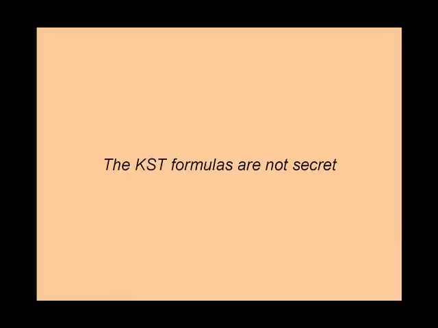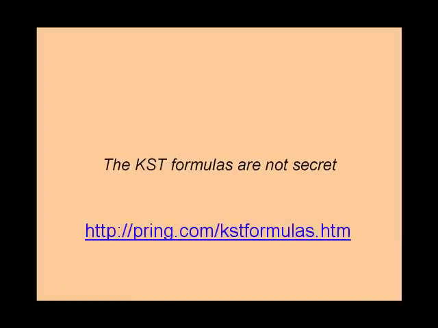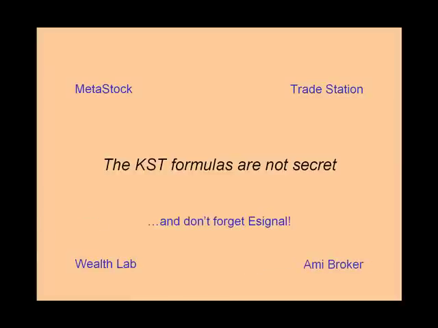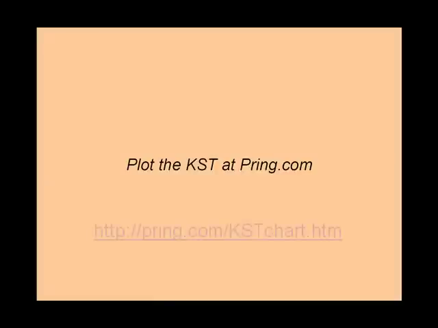Now, there's nothing secretive about the formula for the various time spans. They're available from the URL listed below and may be plugged into your favorite software, provided its custom indicator module has the ability to smooth, combine, and weight the 4 different rates of change. In this respect, Metastock, TradeStation, Wealth Lab, and AMI Broker all have this ability. It may also be plotted at pring.com in daily and weekly format at the URL below.